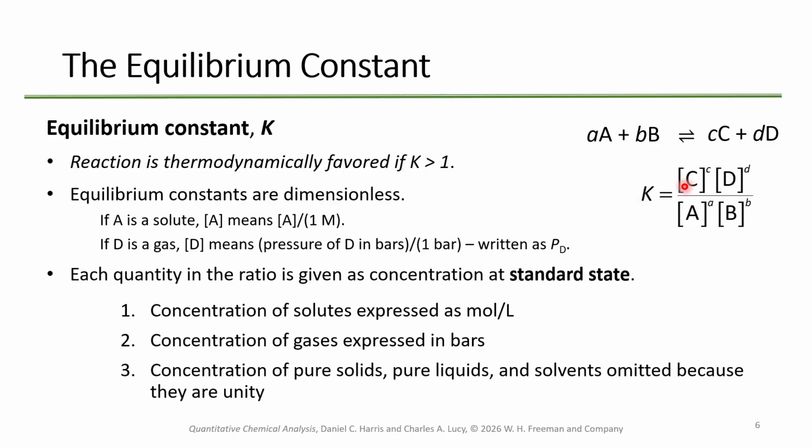Okay, whenever you do this, this can be concentration of A, B. It's always products over reactants, right? So products are on top, concentration of C and D. They're to the power of their coefficients, okay? And then you have the concentration of reactants on the bottom, and again, their power of coefficients. Now, each quantity of this ratio is given as a concentration at standard state. So the concentration of the solutes is going to be expressed as moles per liter. Concentration of gases are expressed as bar.